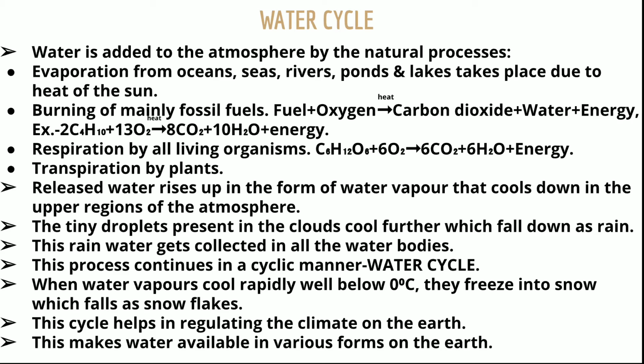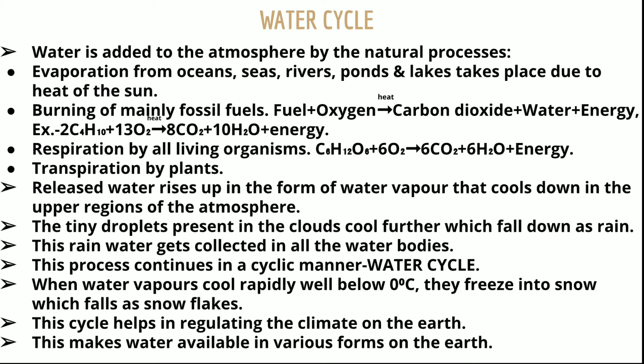First we come to evaporation from the seas, oceans, that is, from the water bodies. By the heat of the sun, the water evaporates. Then by burning of fossil fuels, when fuel combines with oxygen in the presence of heat, it produces carbon dioxide, water, and energy. By this process also, water is added into the atmosphere in the form of vapor. Then respiration: all living things respire, and that also gives out water in the form of vapor into the atmosphere. Then transpiration by plants also moves water as water vapor into the atmosphere.